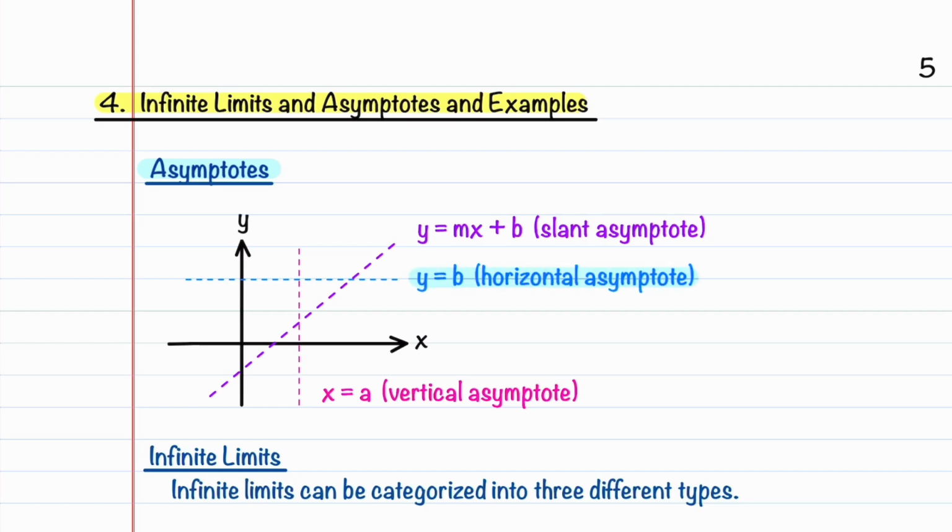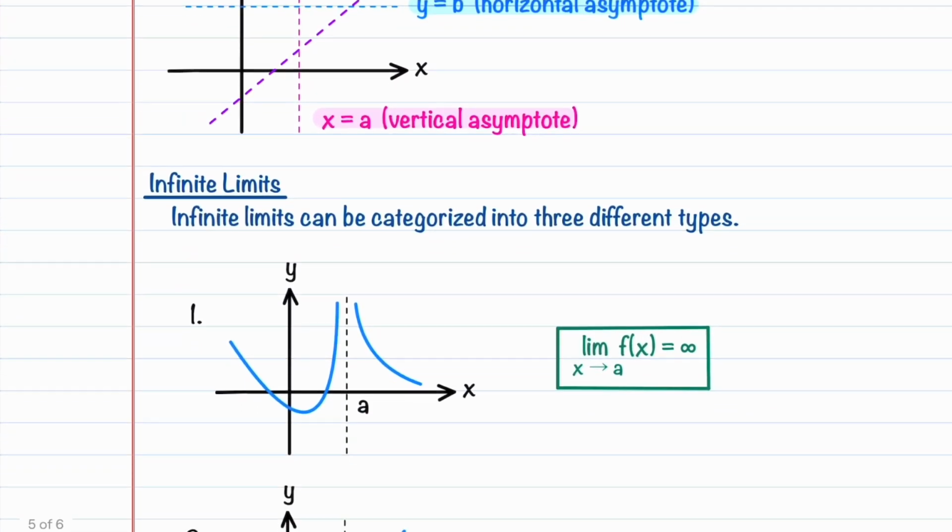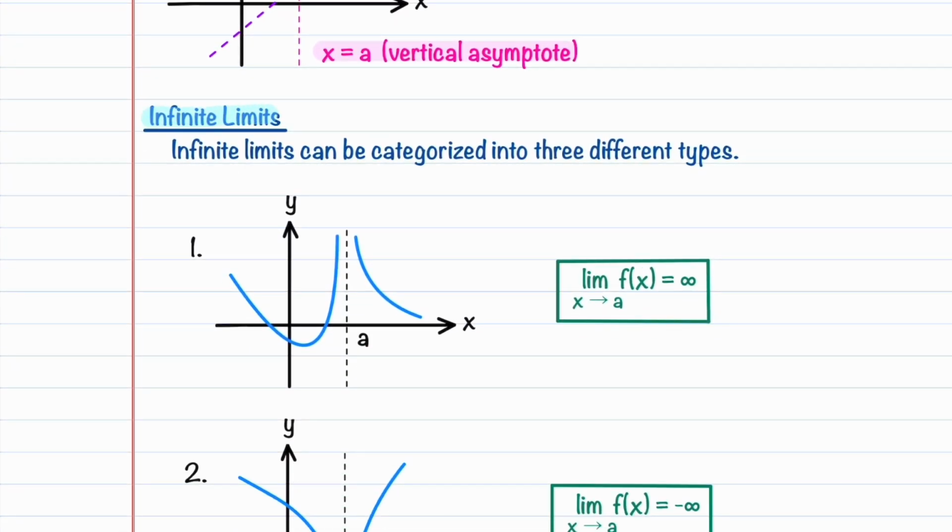A horizontal asymptote, which is written as y is equal to some constant b. Slant asymptotes, where y is equal to mx plus b. And then vertical asymptotes that are defined by the equation x is equal to a. Infinite limits arise from both slant and vertical asymptotes, but for right now, we're just going to focus on vertical asymptotes. And we'll talk about slant asymptotes later in the course. Just like asymptotes, infinite limits can be categorized into three different types. Let's look at the first type.